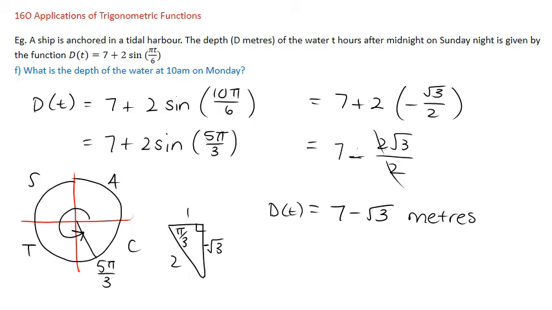And that is why we don't just look at our graph and estimate. Because if you had looked at your graph, you probably said, oh, probably like 6. It's not 6, it's 7 minus root 3. So unless you're absolutely sure and it exactly matches up on the graph, use your algebra instead of your graph. That's it.